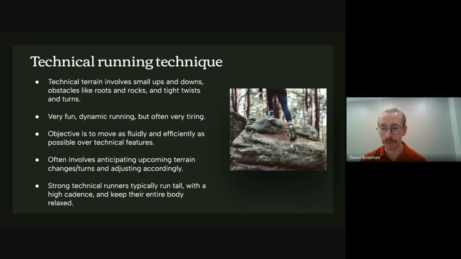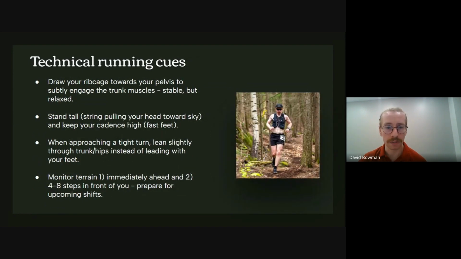What we typically see with very strong technical runners is that these guys are keeping their bodies very tall. They're going to have a quite high cadence, and they're going to keep their entire body fairly relaxed. So let's go through some of our cues for technical running. So what I would want you to think about are trying to keep your rib cage or trying to draw your rib cage gently towards your pelvis.